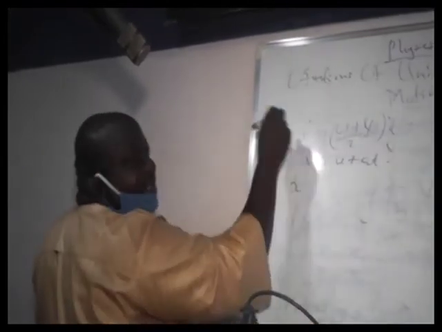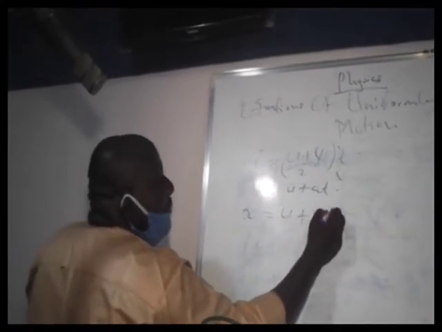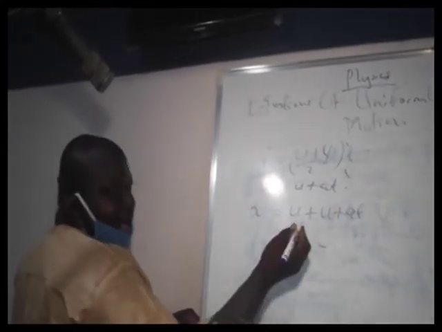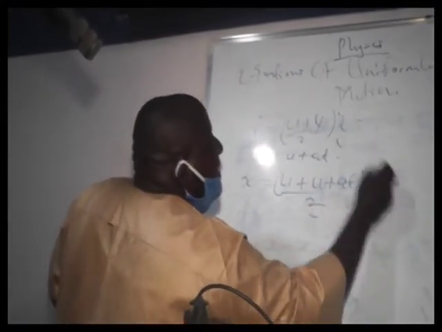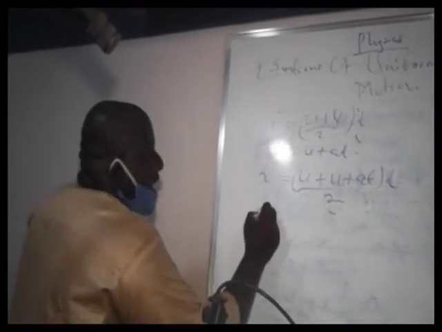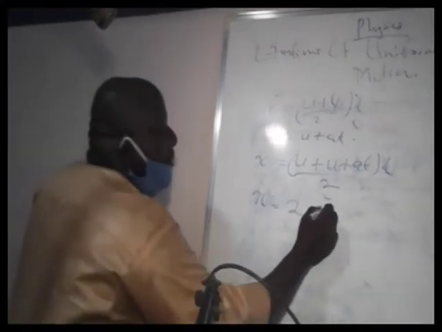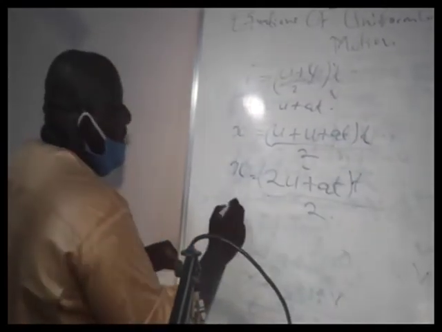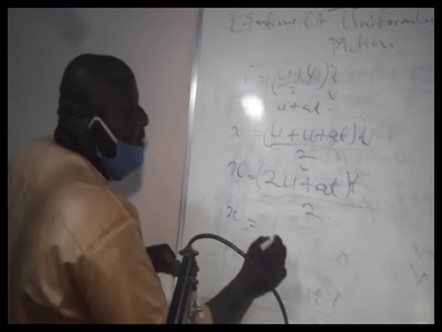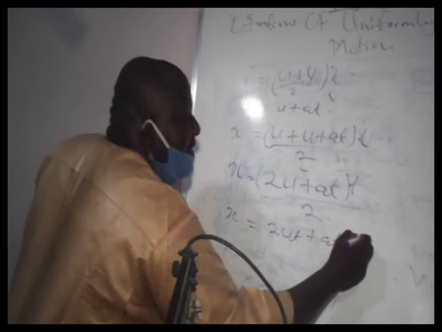So our x, which is the displacement now, equals u plus u plus at, divided by 2, multiplied by t. So we go further: u plus u will be equal to 2u. So 2u plus at, into t, divided by 2. Now we have to multiply the numerator by t. This will give us 2ut plus at squared.